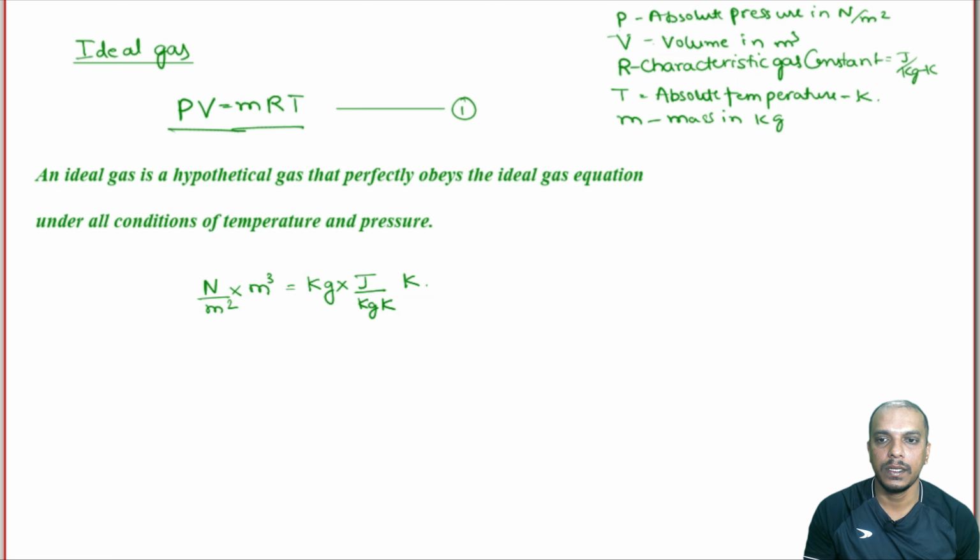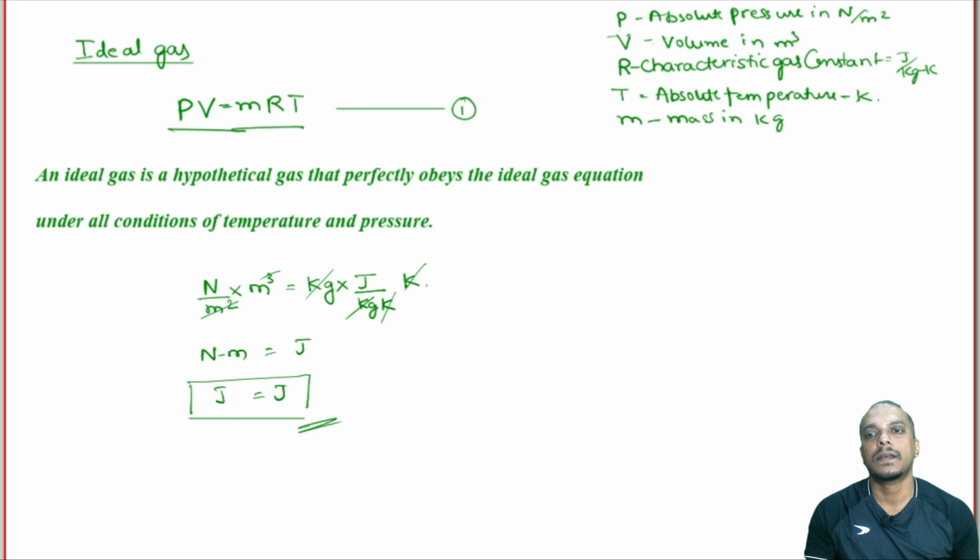Now, you can see the equation is balanced. Meter square goes with meter, you will have Newton meter, which is joule, on the left side. On the right side, kg cancels out, Kelvin cancels out, so joule. So the equation is balanced, which means pressure should be substituted in Newton per meter square, volume in meter cube, mass in kg, R in joule per kg Kelvin, and temperature in Kelvin.